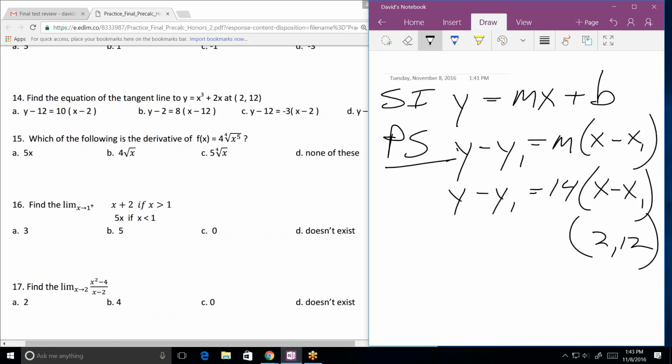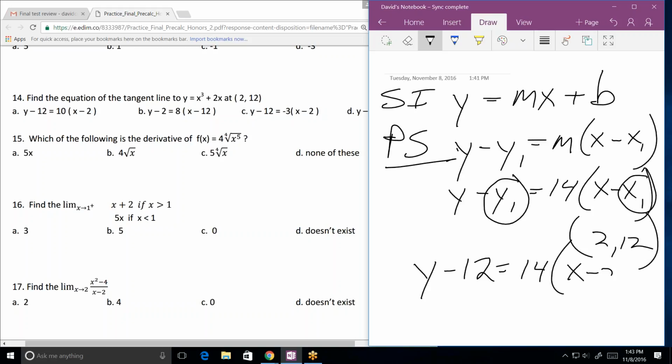Okay, well, my slope is 14. What's my point? Do you just plug in 2 for x, and you plug in 12? Yeah, not for x, but for x sub 1. In other words, here's my point. Right there. So I get y minus 12 equals 14 times x minus 2, and that's my final answer.